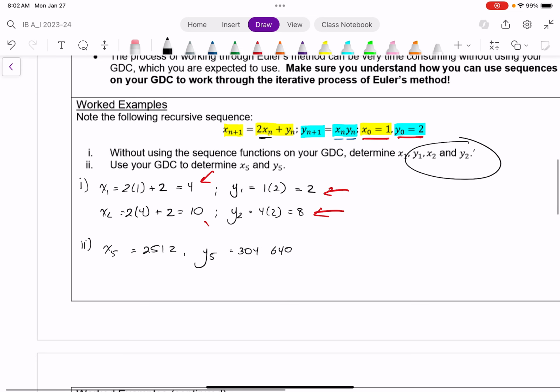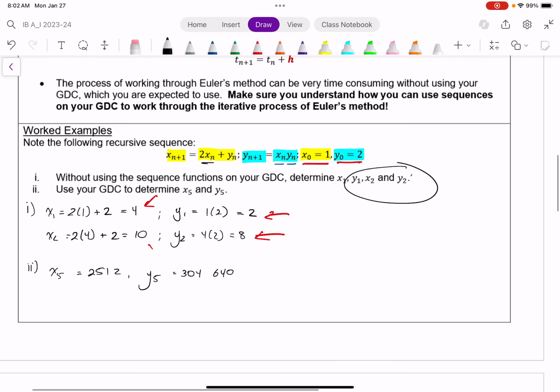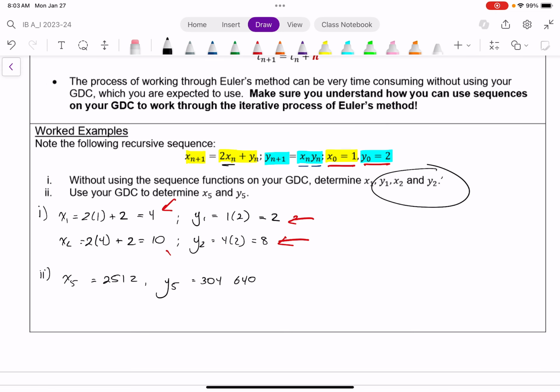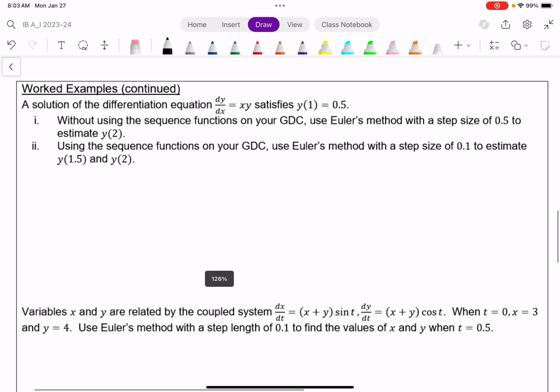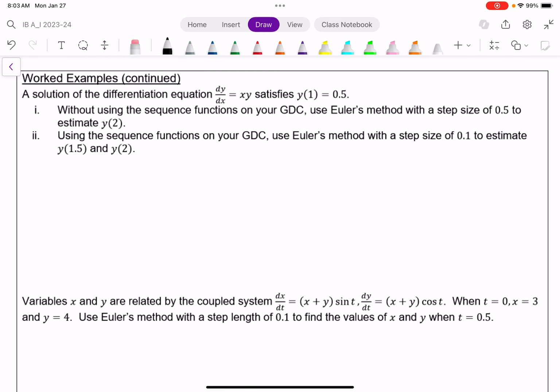All right, so again, as it says here in bold, it's imperative that you become clear with how you use the sequence features on your GDC. So assuming we have that down, now let's look at some questions that actually do apply to differential equations.